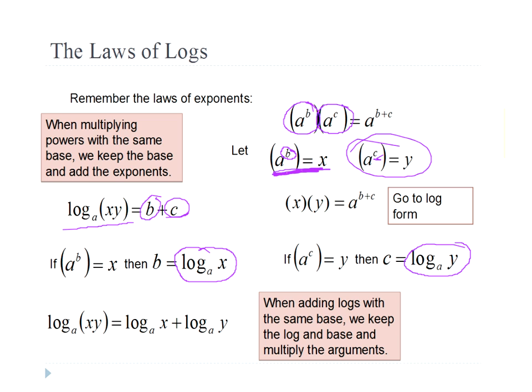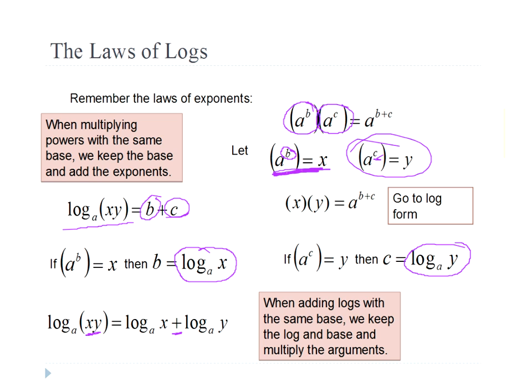Which means when I'm adding logs to the same base, I can keep the log and the base and multiply the arguments. Or conversely, when I have a product as my argument, I can write that as the addition of those logs. One of the ways that I think about this is that logs make everything difficult and everything easy. Multiplication is difficult, addition is easy.